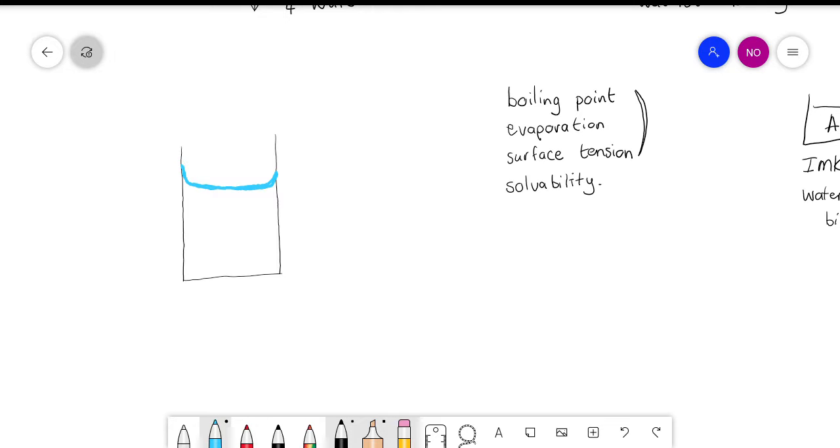Dis omdat water 'n sterk intermolekulêre krag het. So it bonds together and it climbs against the sides.